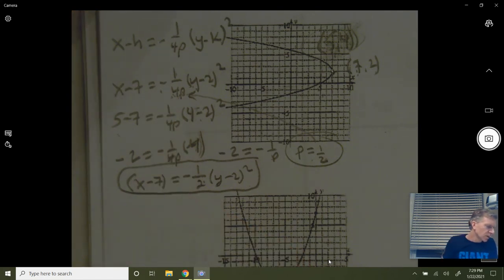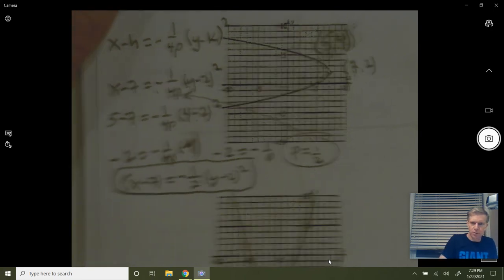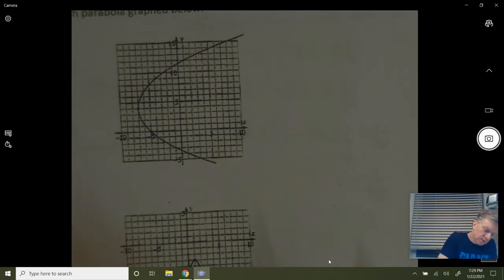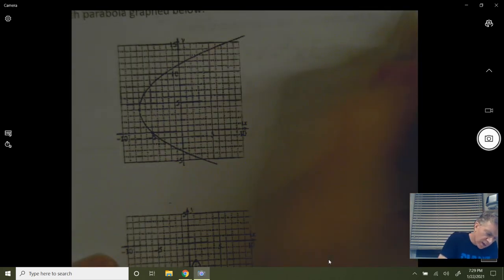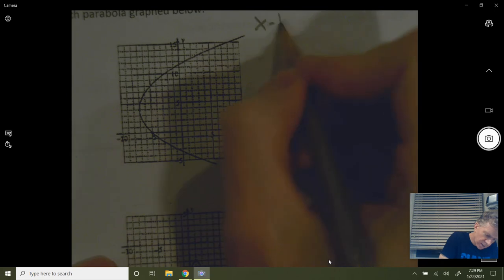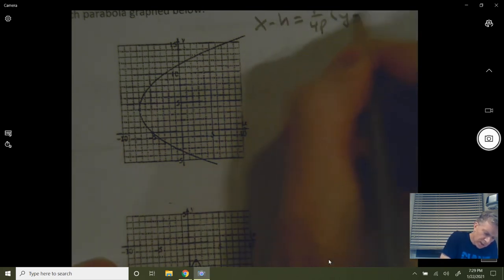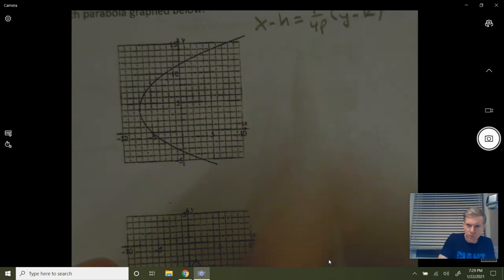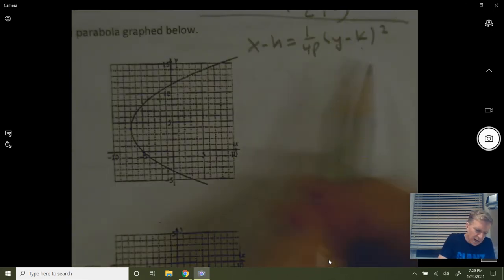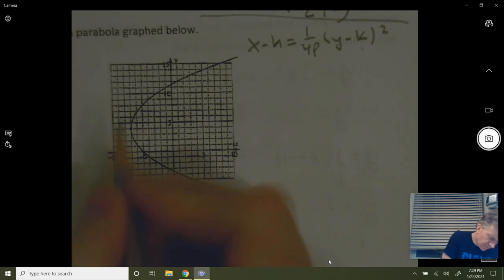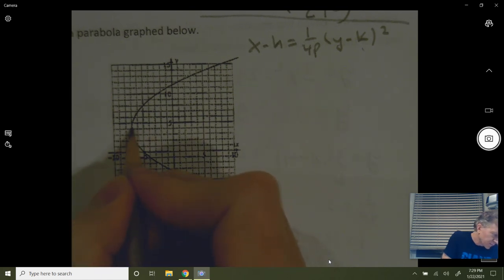Okay, let's do one more. Let's do this one over here. Okay, so this one opens right. So this is going to be in the form of x minus h equals positive 1 over 4p times y minus k quantity squared. X equals y squared opens right or left, positive because it opens to the right. My vertex is right here at negative 7, negative 1. You could count over: negative 7, negative 1.